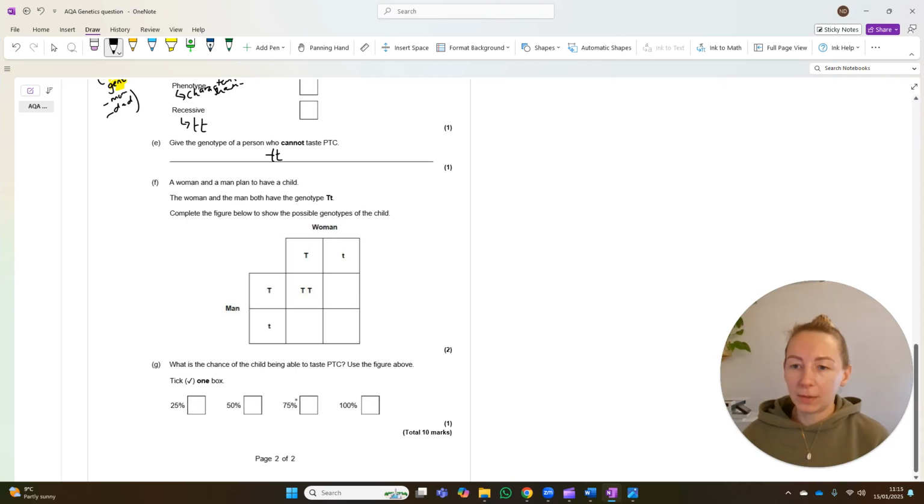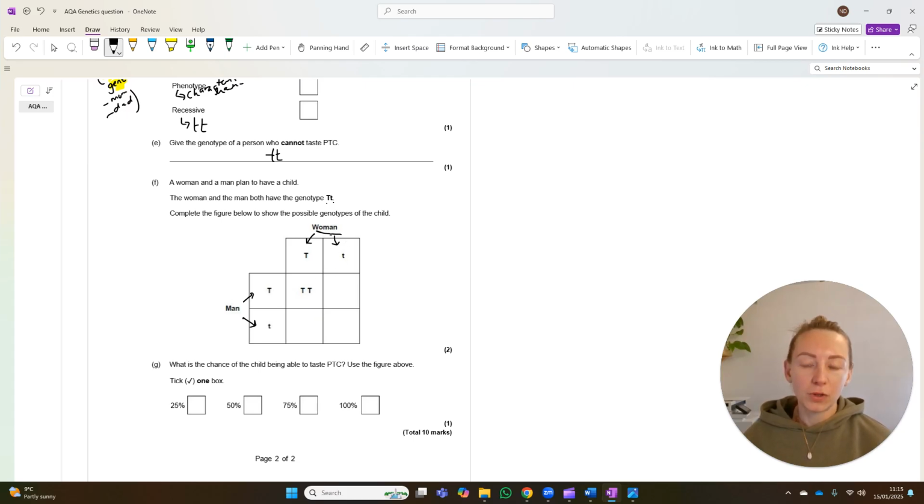So a woman and a man plan to have a child. The woman and the man both have the genotype big T, little t. So here is the woman. You can see she's got big T, little t. There's her big T, there's her little t. And a man also with big T, little t. There's his big T, there's his little t. And what we can do is use this cross to see what the possibilities are for the offspring that they have, for the children that they have.